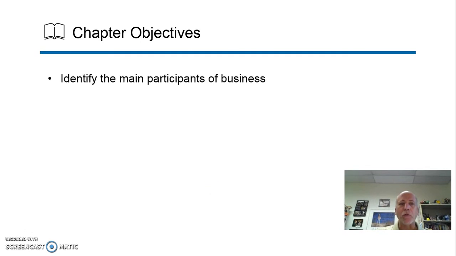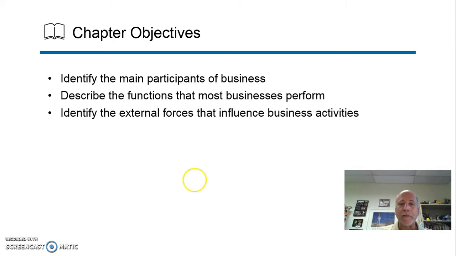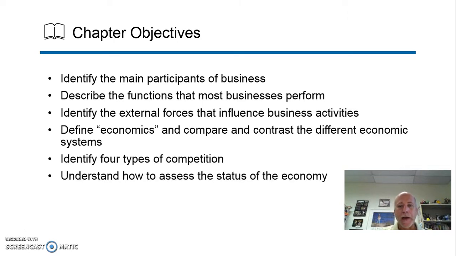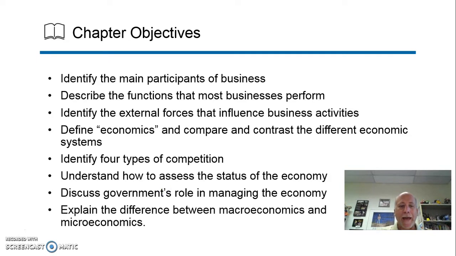The first objective is to identify the main participants of a business. The second one is to describe the functions that most businesses perform. Third, identify the forces that influence business activities. Define what economics is and compare and contrast different economic systems. The four types of competition. How to assess the status of the economy and the role the government plays in managing that economy. And lastly, the difference between macroeconomics and microeconomics.